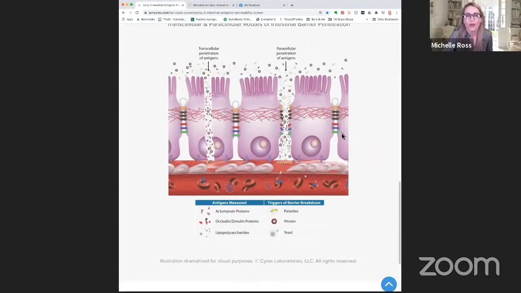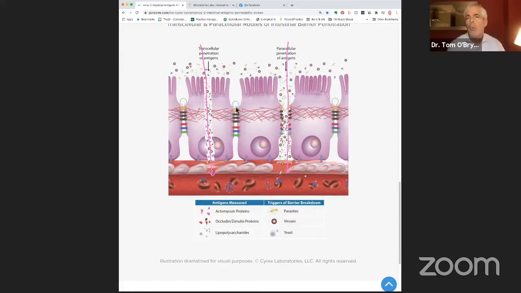Pathogenic intestinal permeability is the proper name, right, Dr. Tom? And leaky gut is the slang. And so this would indicate pathogenic intestinal permeability through the cells in the gut and between the cells in the gut. Why do we use the word pathogenic, Michelle?